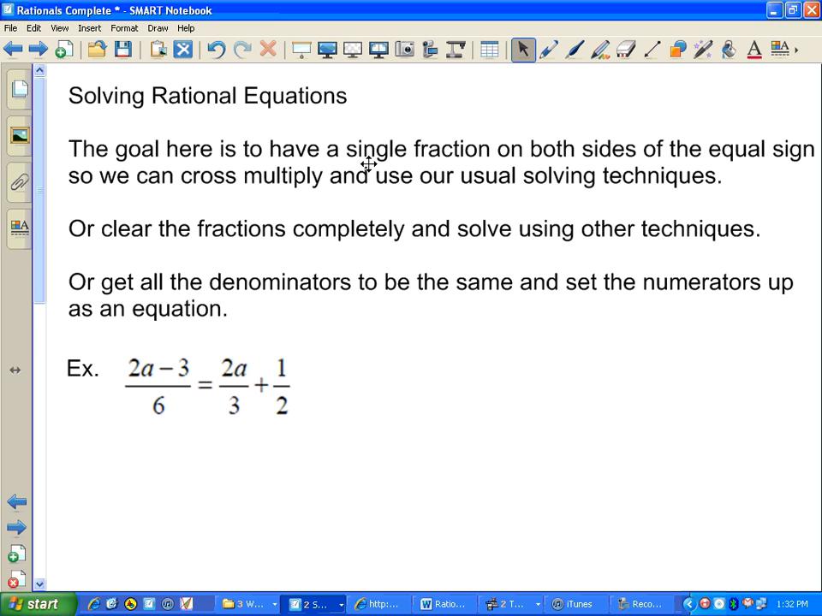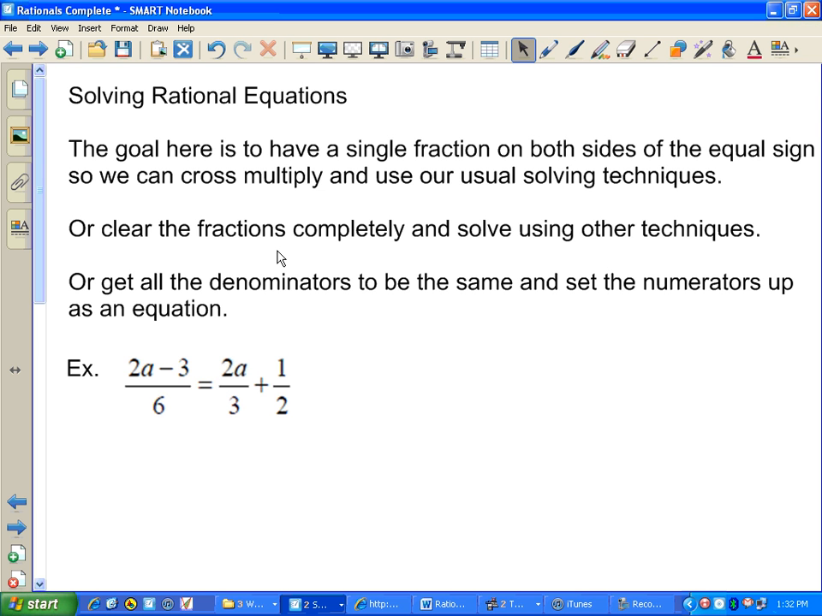You can try to get a single fraction on both sides. So you've got a fraction equals a fraction, which will allow you to cross multiply. You can do that by getting common denominators and adding together. Or you could clear the fractions completely and then use your other solving techniques.